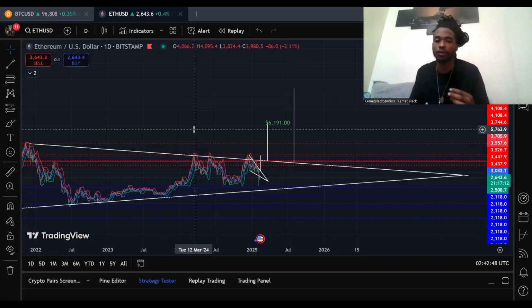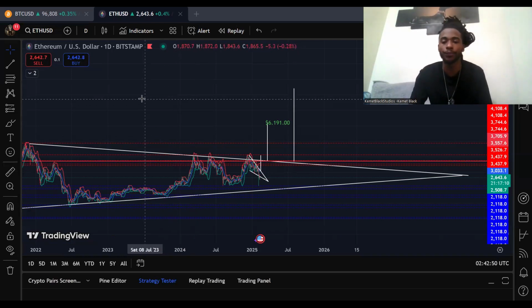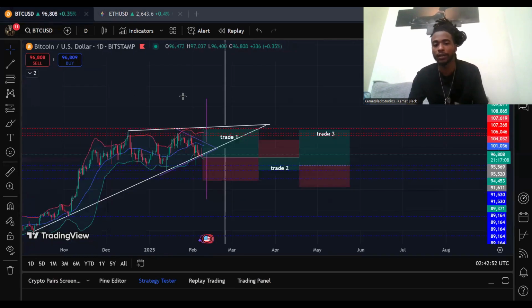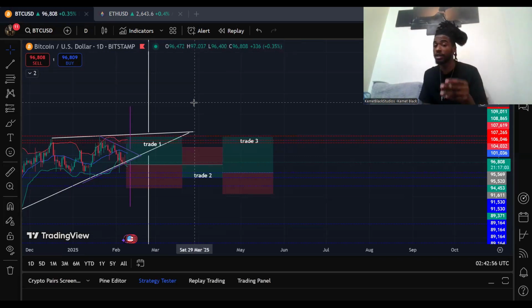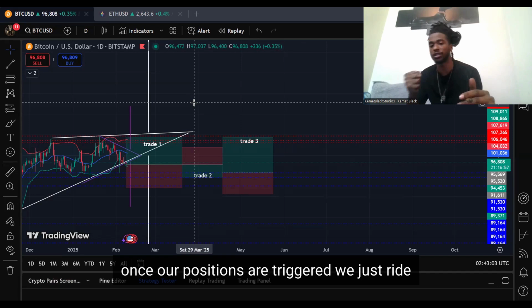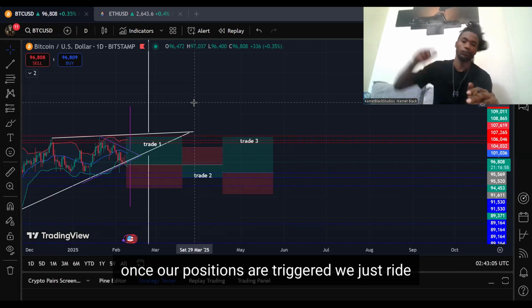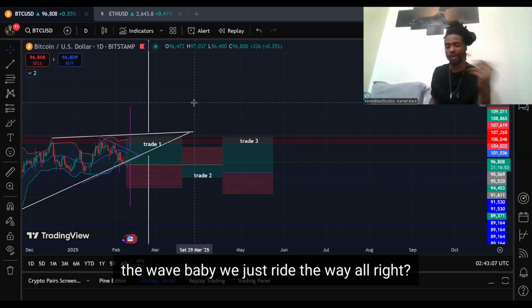So guys, this is how you become profitable. You become a profitable trader or a profitable crypto trader. Remember, we are position traders, so we are very patient. We set up positions and then we buy in. We position ourselves for the money to flow to us. Once our positions are triggered, we just ride the wave, baby. We just ride the wave.